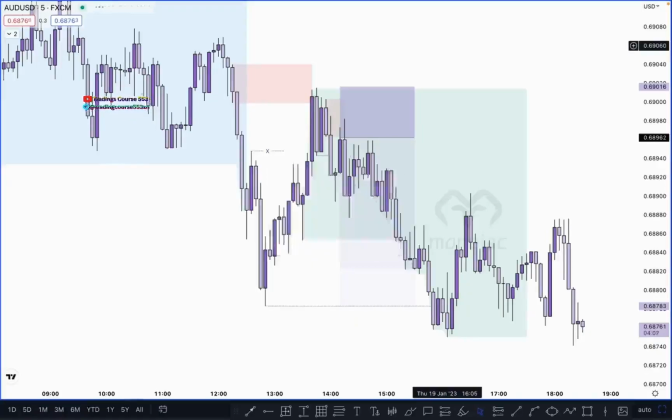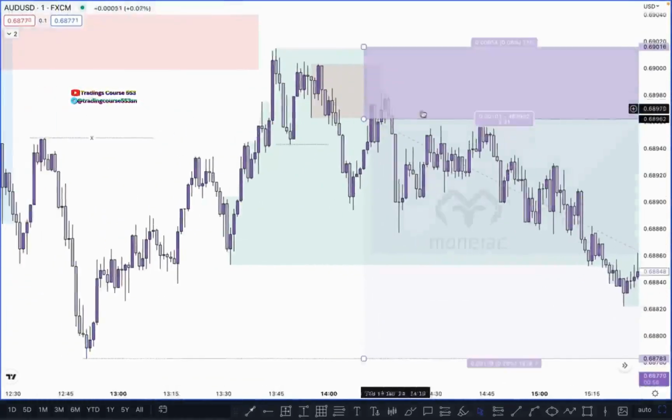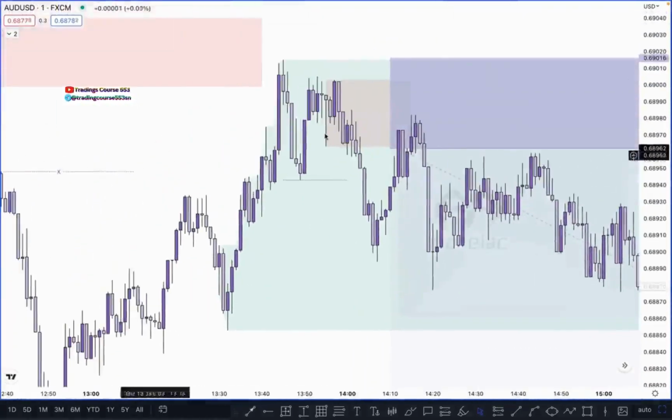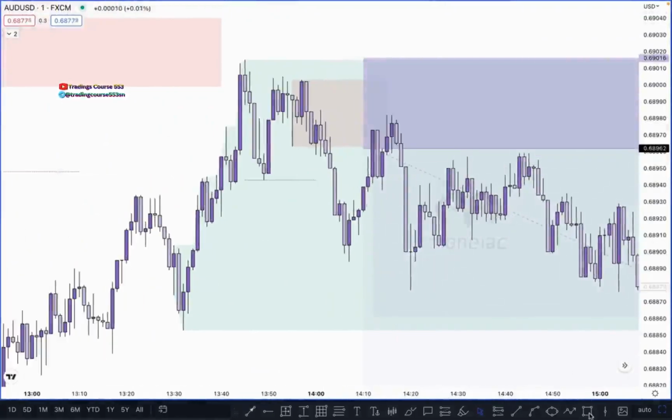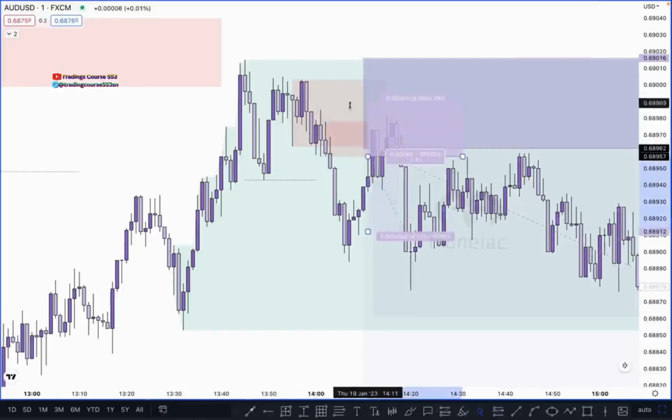So let's see what's happening here. Okay, so in this case, as you can see here, where is our unmitigated order block? So where is our candle? This one, right? This is our candle, and you can sell the next candle, which is here, right? So where is your target? In this case, you can see where our pullback is. The first pullback high is here.